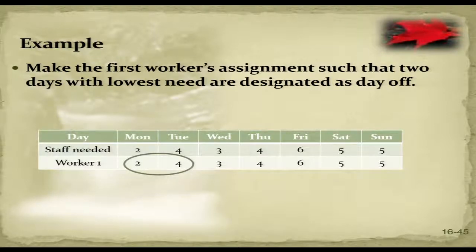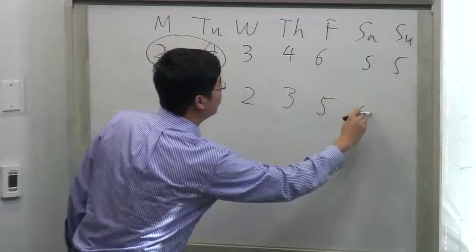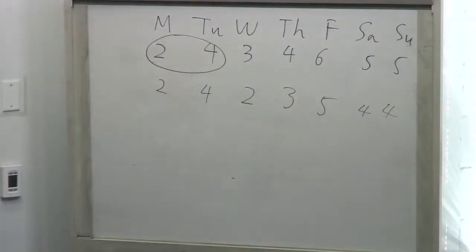Okay. If Jonathan works Monday and Tuesday and has a rest on those days, we have to update our demand, because we still need 2 people here, right? 4 people. How many people do we need for Wednesday now? Jonathan already worked from Wednesday to Sunday. Then how many do we need? 2. What about Thursday? 3, 5, 4. Great.